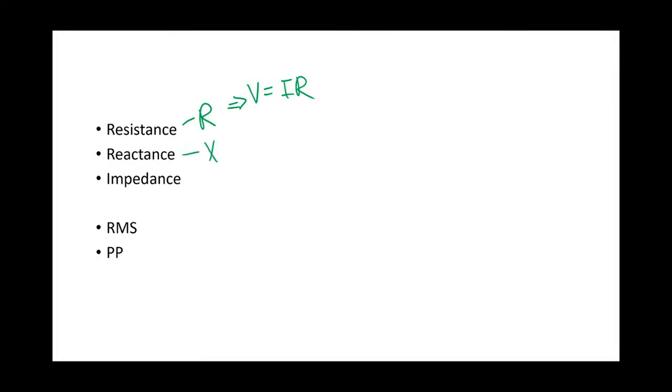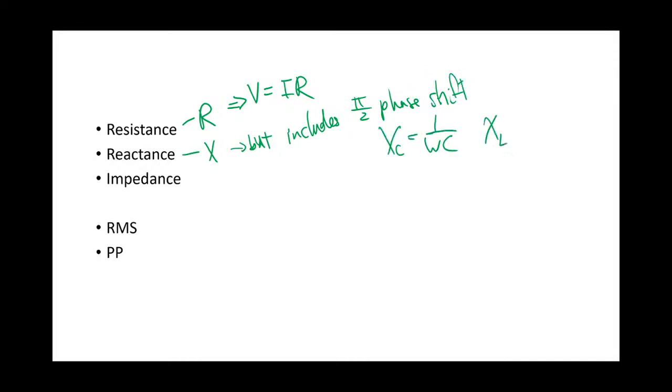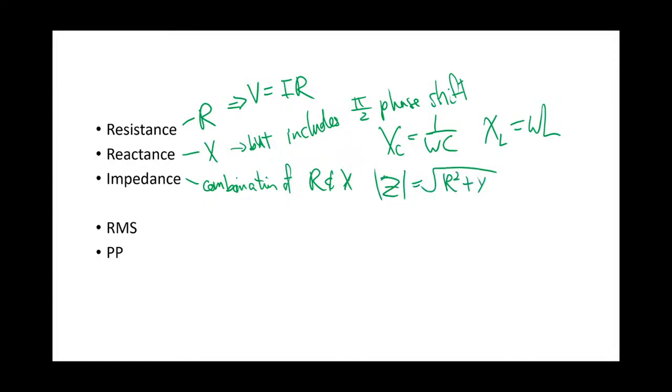This reactance thing is somewhat like a resistance, but it includes some kind of power to phase shift. And that's for the capacitor 1 over omega C. For the inductor it is omega L. The impedance is the combination of R and X. Specifically, your Z as a magnitude is equal to the square root of R squared plus X squared.